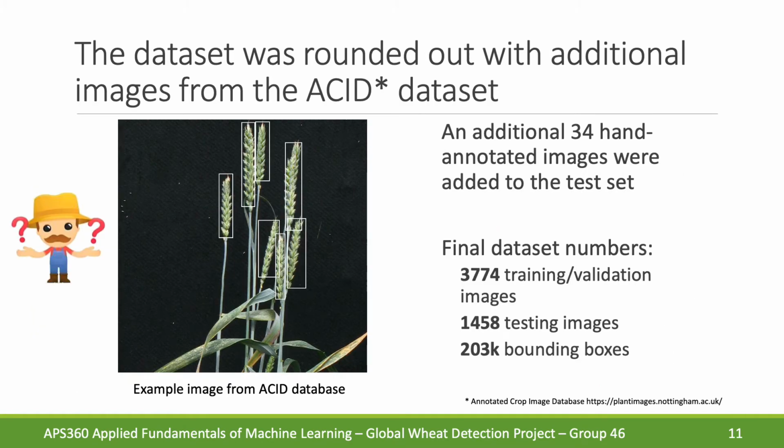To round out his dataset, Farmer Sam introduced hand-annotated images from the ACID, or Annotated Crop Image Database dataset. These are images of wheat plants in entirely different contexts. Testing on these images will enable Farmer Sam to learn if his models are truly capable of understanding what wheat heads look like, rather than just learning what overhead shots of wheat heads look like. In total, the final dataset used has 3,774 training and validation images, 1,458 testing images, and over 200,000 bounding boxes.